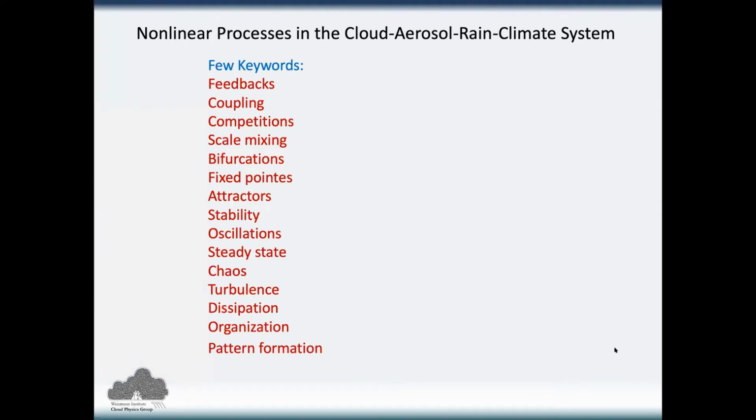We want to know what would be the feedbacks of the climate system to global warming. This is the number one question, okay? Coupling: we know that processes are coupled, and that's what makes them very challenging and complicated. We have competition between processes. We have scale mixing. Scale mixing is an important concept. We cannot do easy scale separation.